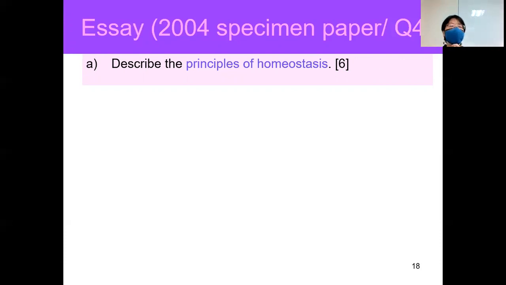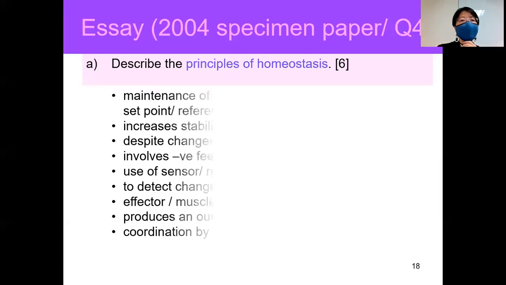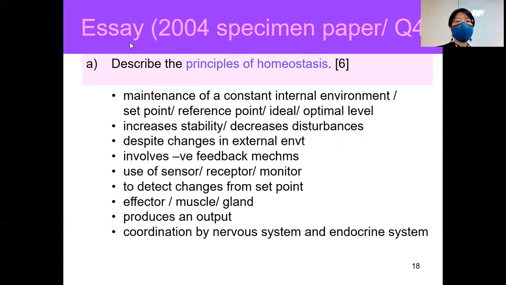Okay, so let's look at the answer. What will you write that you can score? These are the answers here. So the principle of homeostasis is the maintenance of a constant internal environment, or at a set point or reference point or ideal point or optimal level, in order to increase stability and reduce disturbances of fluctuation despite any changes in the external environment. First 3 are definition, right? You see that? Then the rest are actually the principle.